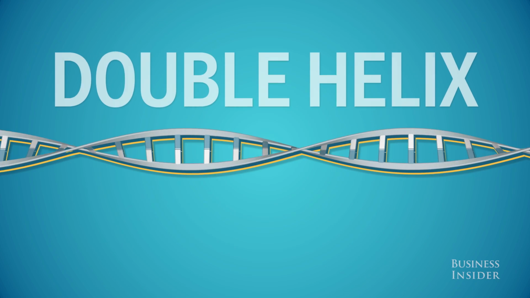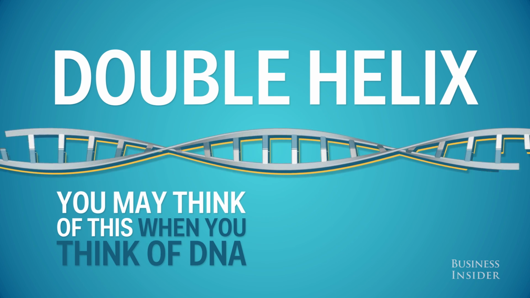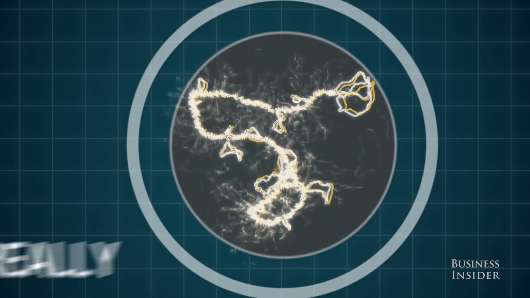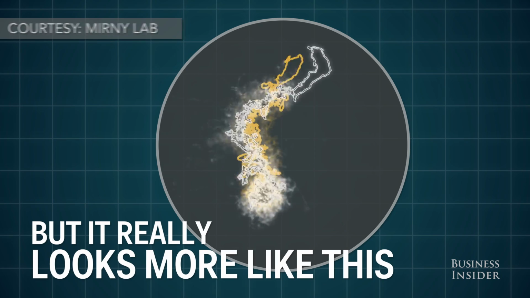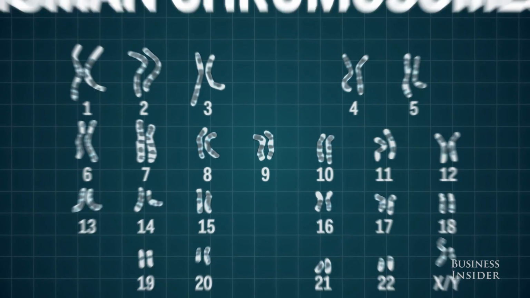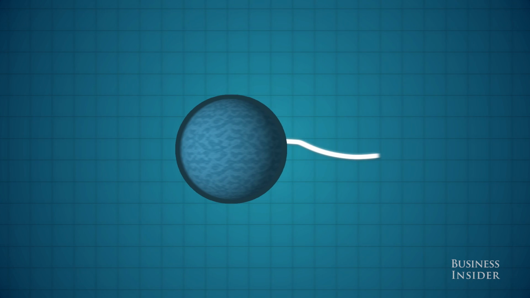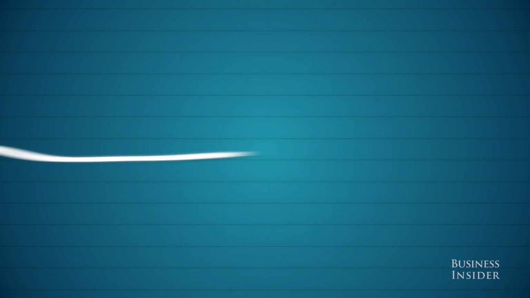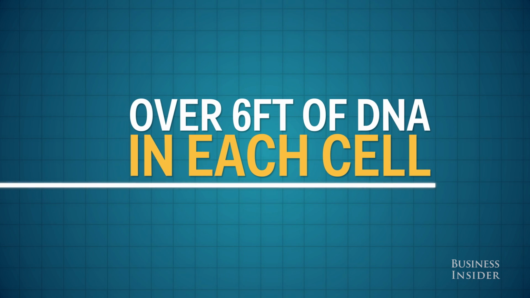You've probably seen DNA represented like this. But it actually looks a little more like this. It's an incredibly long molecule that's precisely folded and tightly packaged into the 46 chromosomes in our body's cells. How long exactly? Well, if you uncoiled all of the DNA in just one cell, it would stretch over 6 feet. And that's just in one cell.